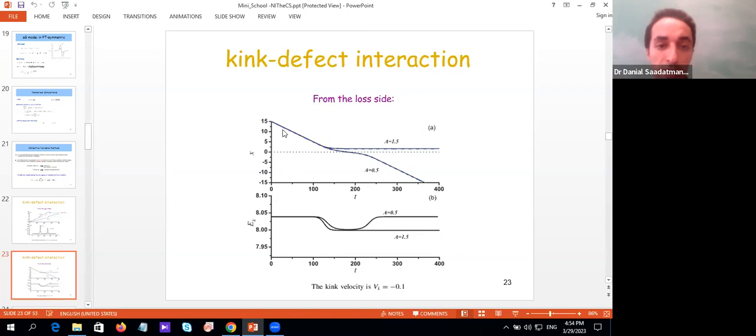As you can see in the top figure, the kink comes from the loss side. If we choose the amplitude of the perturbation 1.5, the kink doesn't have enough energy, and as a result, it's trapped in the defect. But for smaller amplitude, the kink can pass through the perturbation.